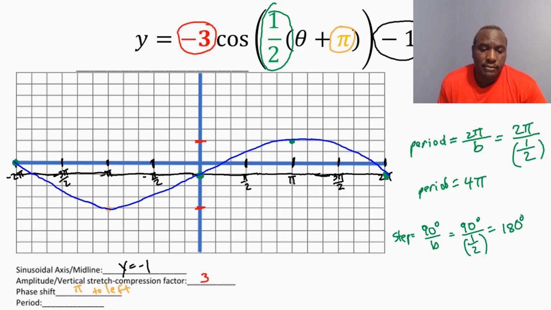So that's our graph. Notice that the 1/2 actually caused the graph to stretch, whereas if we have 2 or 3, it's going to compress the graph and make the curve a lot closer together. It's going to increase the frequency. So that's it. That's how we graph sinusoidal functions.